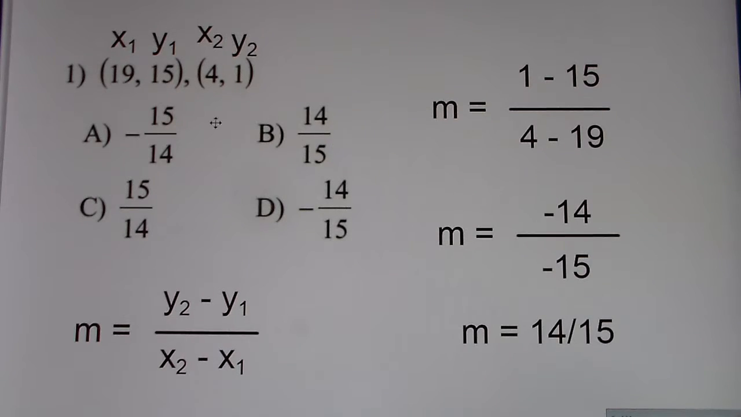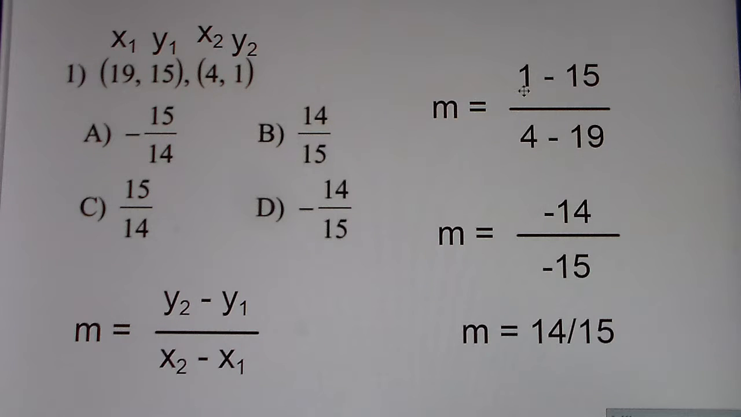So problem number 1. We have 19, 15 as our first coordinate, and our second coordinate is 4, 1, where our x1 is 19, our y1 is 15, our x2 is 4, and our y2 is 1. Now we're going to use the slope formula that's been given to us in class, m equals y2 minus y1 over x2 minus x1, and we're going to plug these numbers into the appropriate locations.